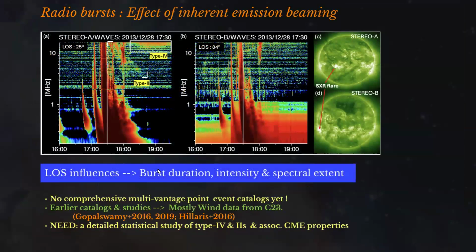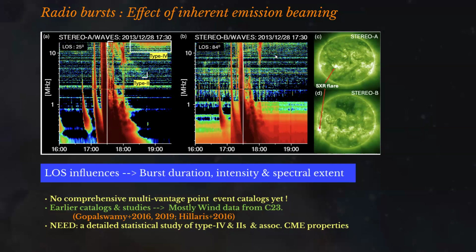And why would you care about beaming much? It's basically because of this. Here you are seeing a solar flare event, and this is the radio dynamic spectrum, where you see the intensity of the radio waves as a function of frequency and time. You can see here a nice drifting radio burst, which is a sign of something propagating out into interplanetary space. And here you see something which is band limited and exists for just a few hours.